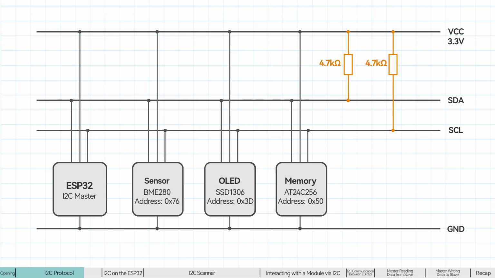Finally, let's look at these two pull-up resistors. They are critical for the I2C bus to function correctly. Simply put, devices on the I2C bus can only pull the signal line low, but cannot actively drive it high. This design is called an open drain structure. When the bus is idle, these two pull-up resistors are responsible for pulling the signal line back to a high level.